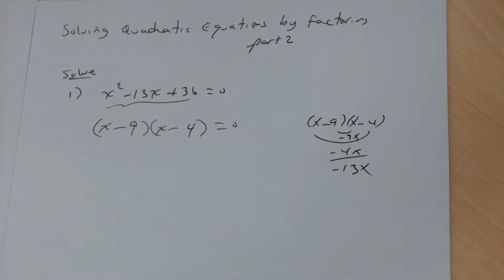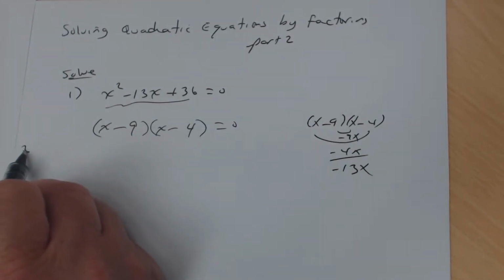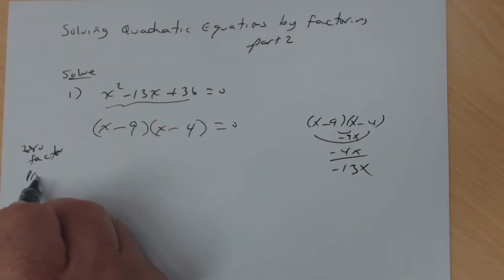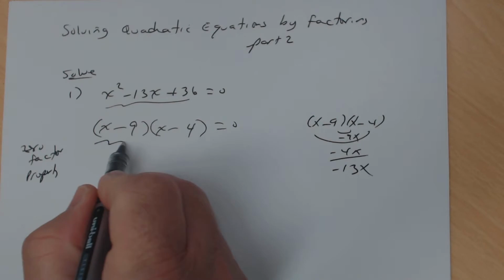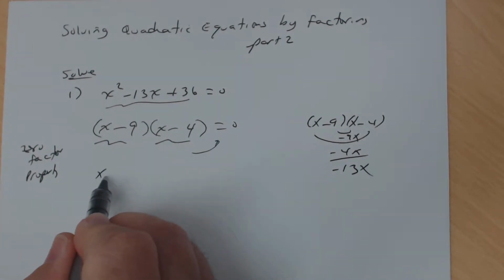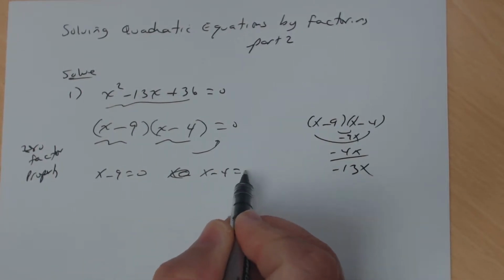So in this case, again, I'm going to use the zero factor property. So about the zero factor property, I'm going to set each of these factors equal to 0. So I get x minus 9 equals 0, and I get x minus 4 equals 0.